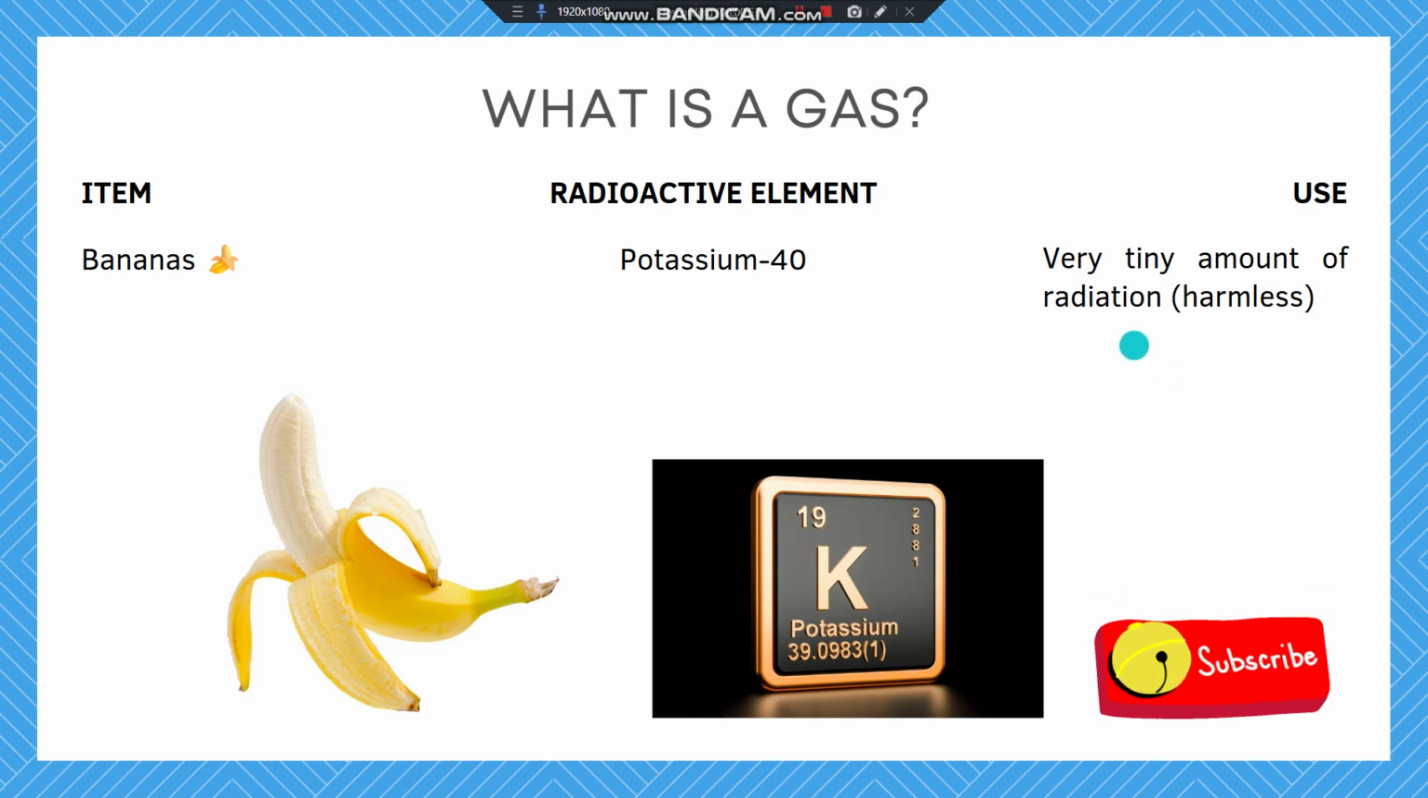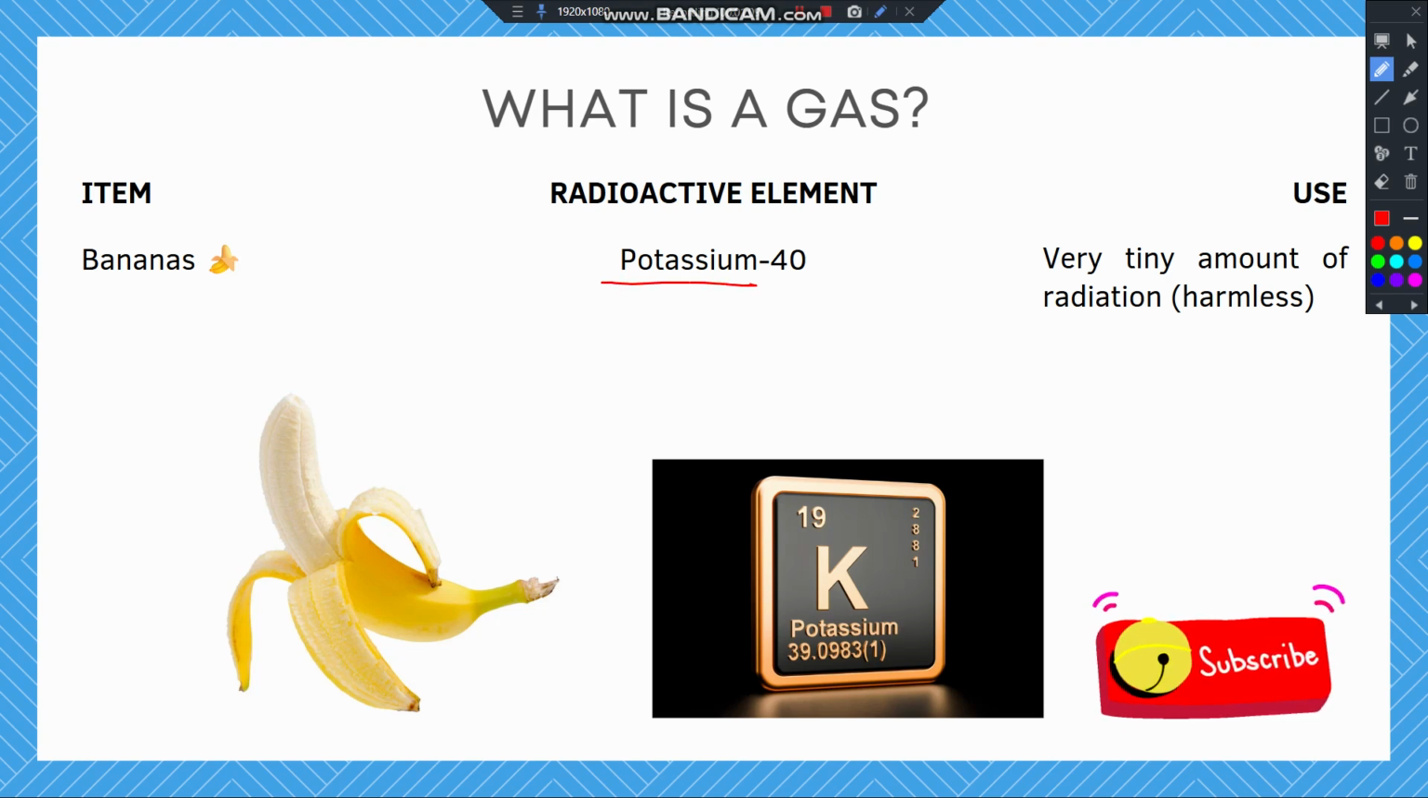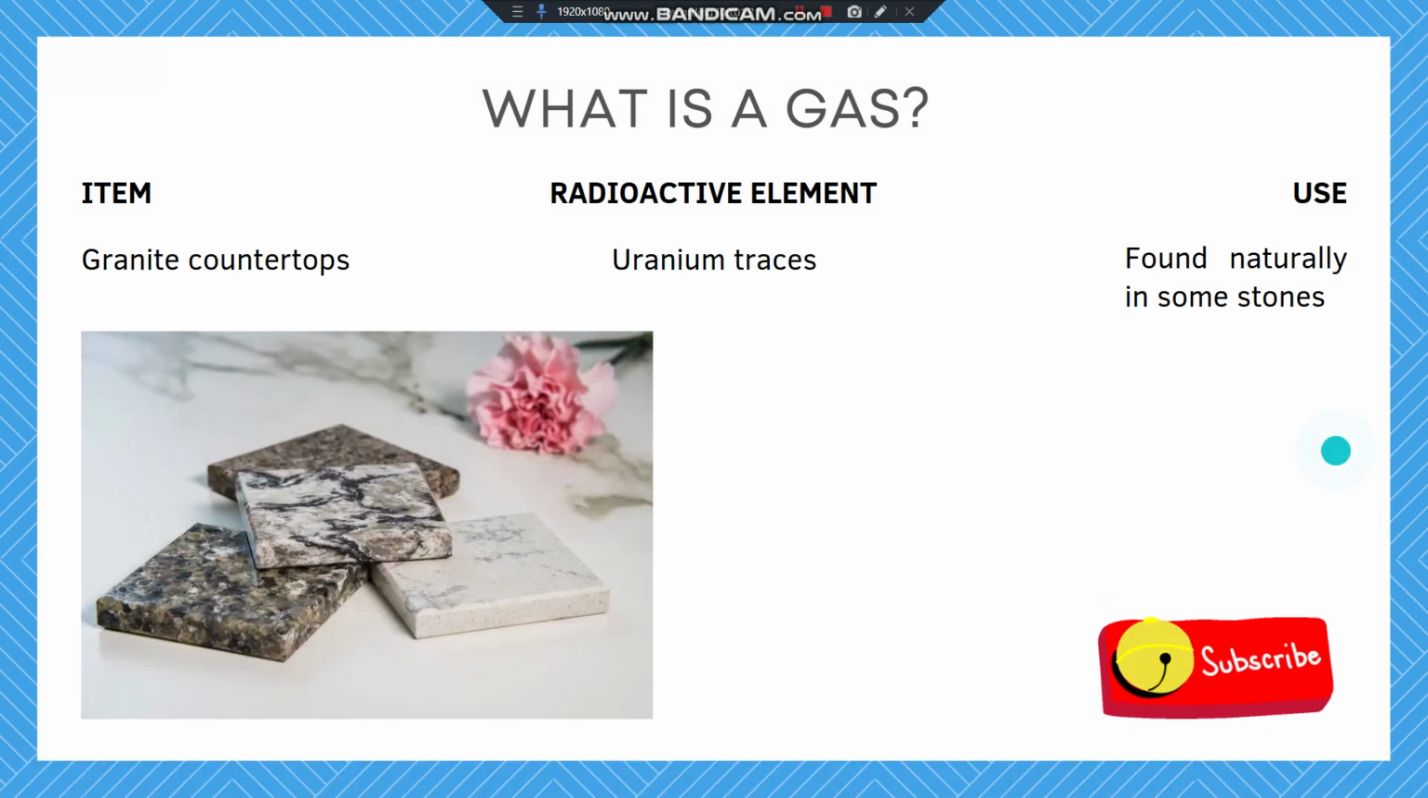Next example we have is something you probably eat every day, or if not every day, maybe every week, but at least you eat it once in a while. It is the banana fruit. Bananas are actually radioactive because they contain the element potassium with the mass number 40. Now, somebody might be thinking, oh, bananas are radioactive, I'm not going to eat bananas again. Calm down, okay? The level of radioactivity present in bananas is actually very, very small and tiny. In fact, it is at a harmless rate. So bananas are actually very healthy for you.